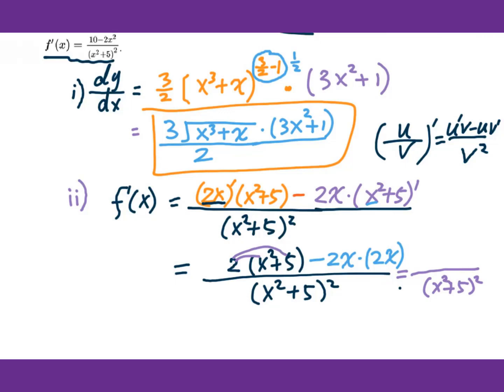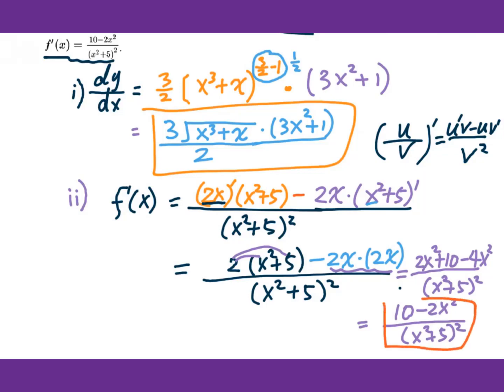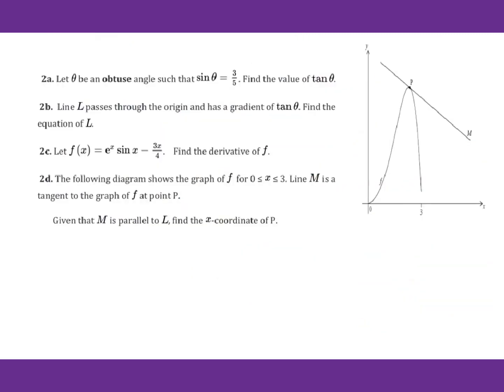Using the distributive property, 2x squared plus 10. These two multiply, you will get minus 4x squared. So we combine like terms for the numerator, and you will get 10 minus 2x squared, with x squared plus 5 squared as the denominator. This means show that, just work this out and try to get the same answer as given. Now let's go to 2a.